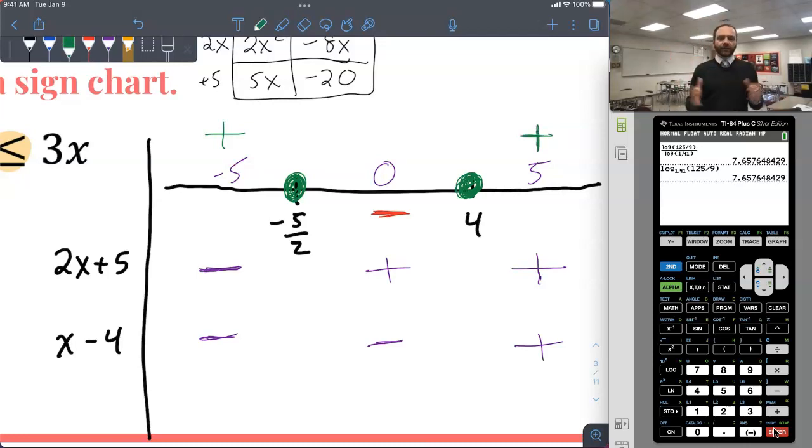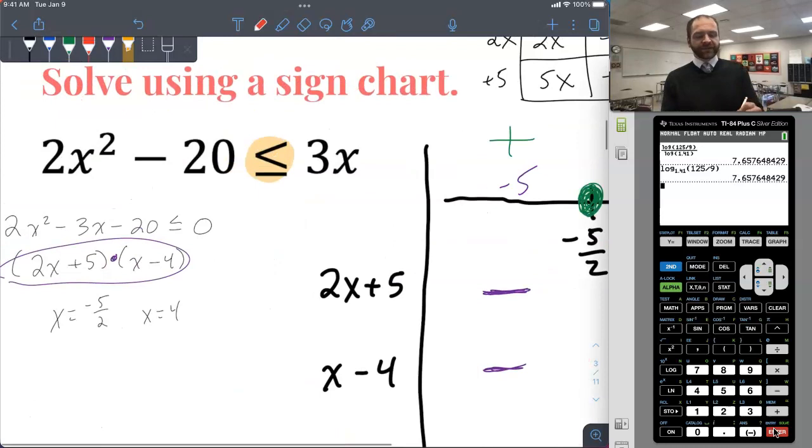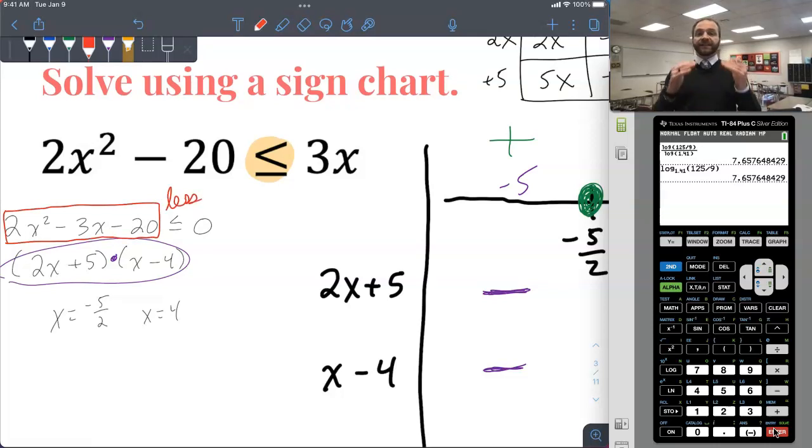Now, how does that help? I have positives, negatives, positives. Well, what do I know? I'm looking for one of those. I'm either looking for the set of positive numbers or the set of negative numbers. So I have to come back to my inequality and look at this. This says I want this expression to be less than 0. I want it to be smaller than 0. So that means I want it to be a negative number.